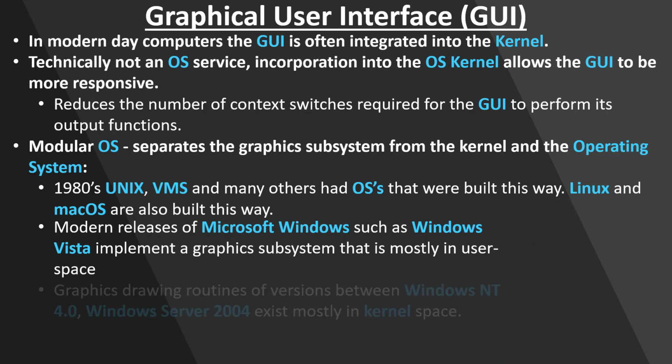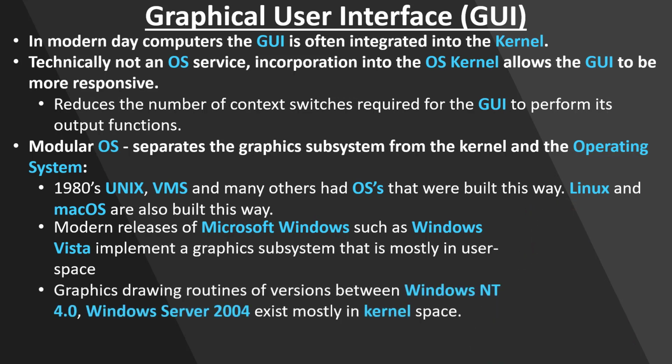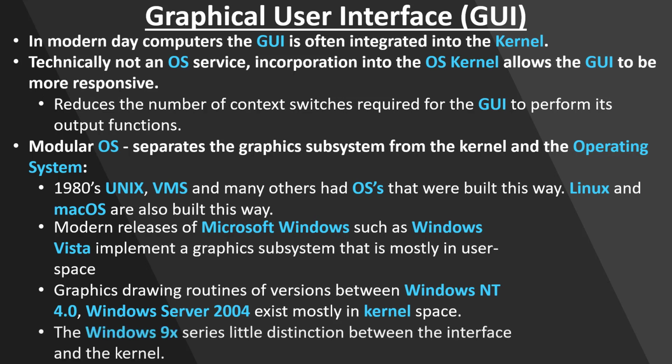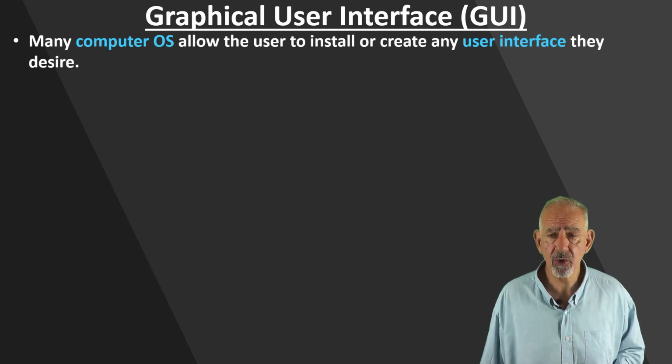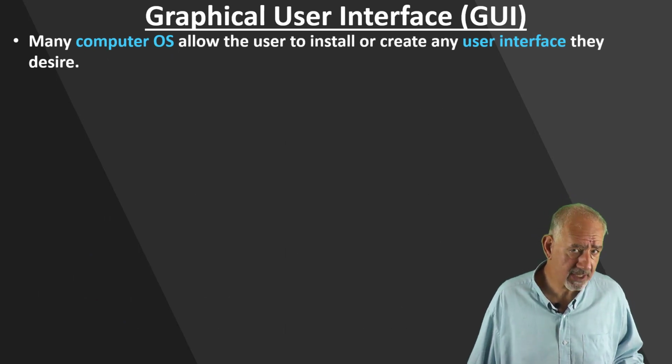Graphics drawing routines, in versions between NT 4 and Windows Server, exist mostly in the kernel space. So it's moving more and more towards the operating system, which means the operating system and the user interface work very closely together. And in Windows 9 and since then, there's little distinction between the interface and the kernel, one and the same thing. So many computer systems now allow the user to install or create any user interface they desire.